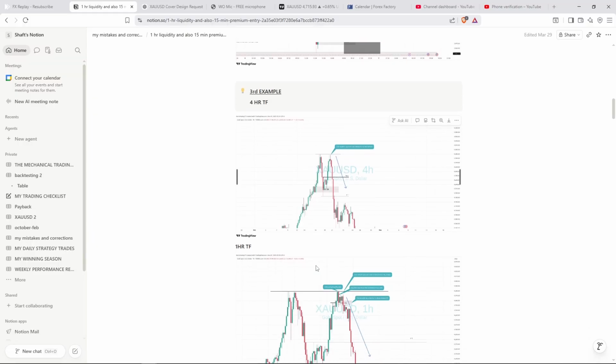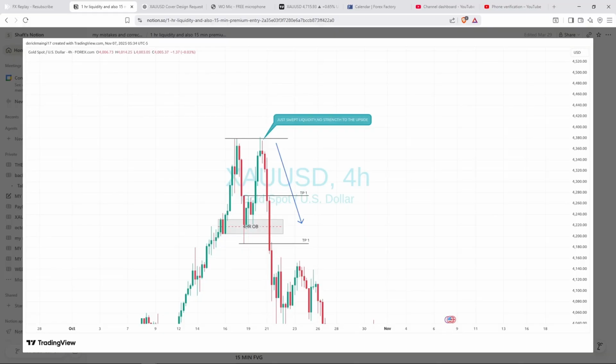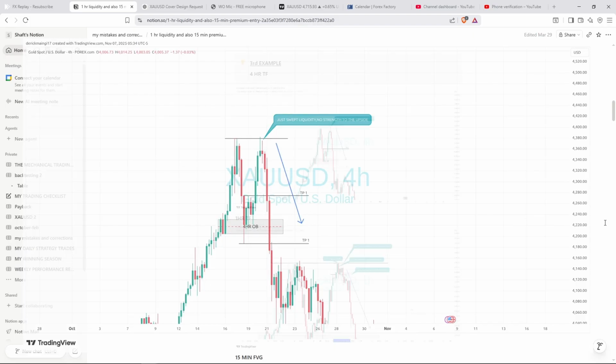Let us look into another example. So price here, this is a 4-hour time frame, and you can see we were at all-time highs. We came and swept liquidity, just swept liquidity, no strength to the upside. Okay, so on sweeping liquidity, our TP would have first been at this point, like after the break of structure in this 4-hour order block, it will maybe have supported price a little.